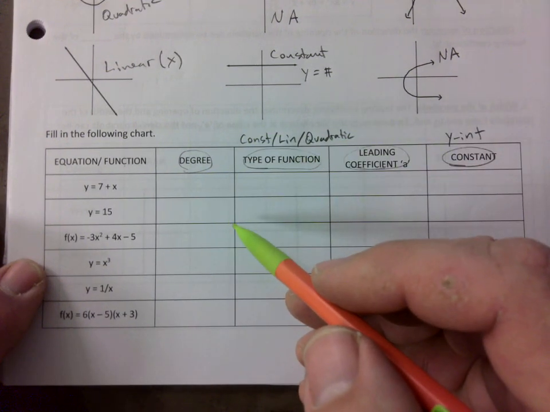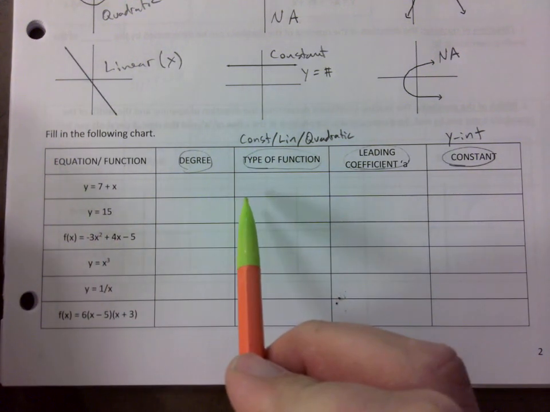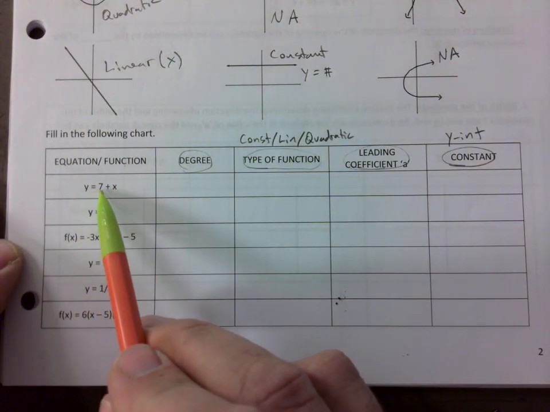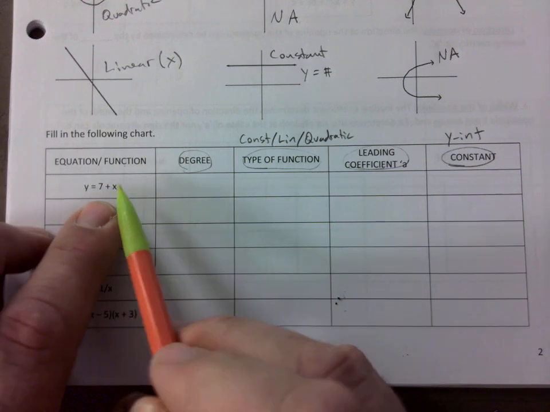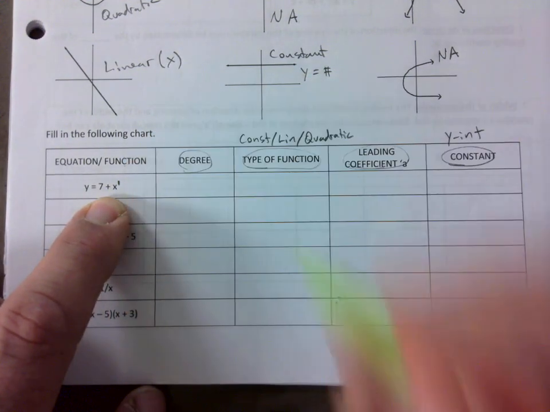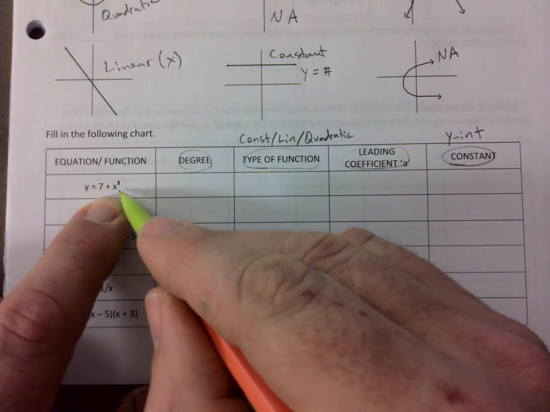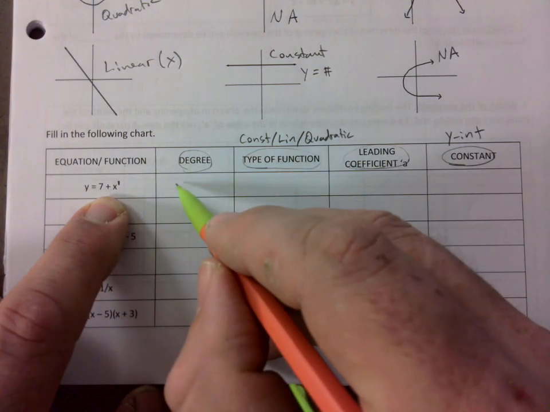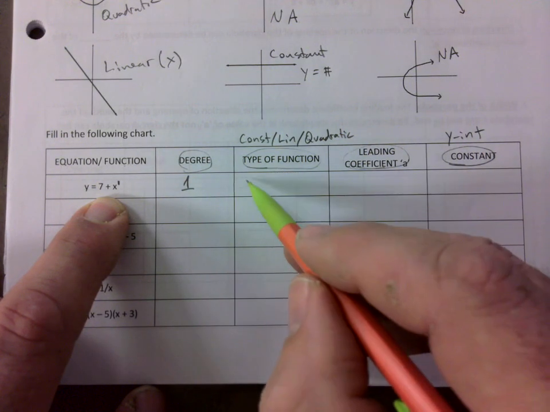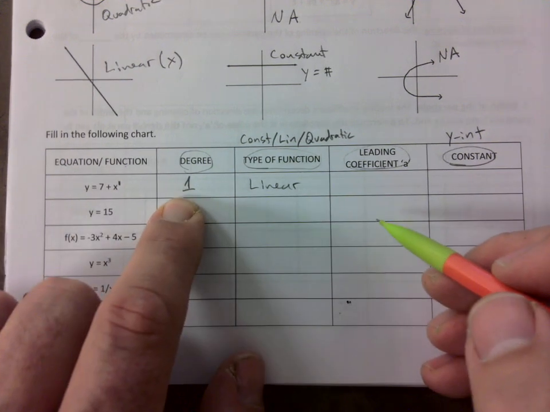Okay? So I will do one with you, and then you fill in the rest for a minute or so. Y equals 7 plus x. There's an x term right there. That exponent is 1, even though it's not there. So that's the highest exponent of the variable in question. So we have a degree of 1. The type of function is linear because its degree is 1.